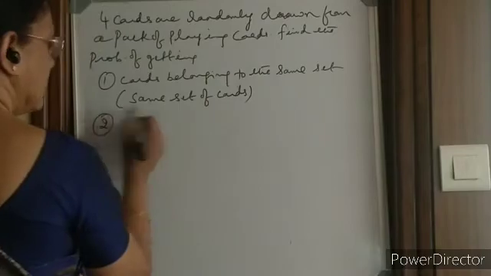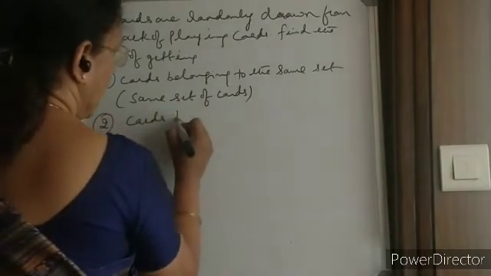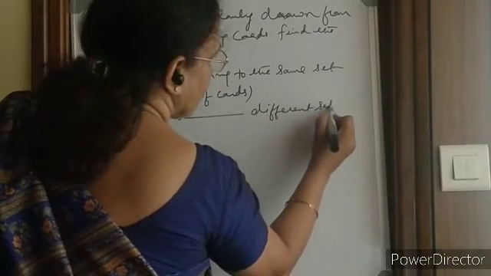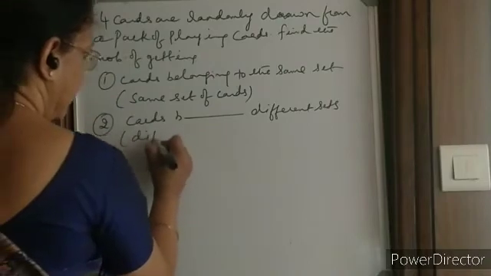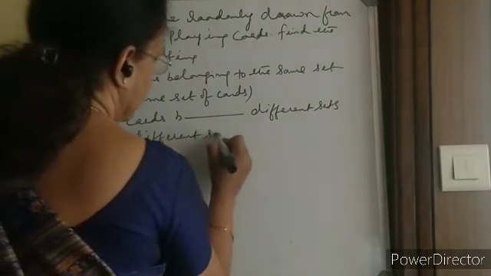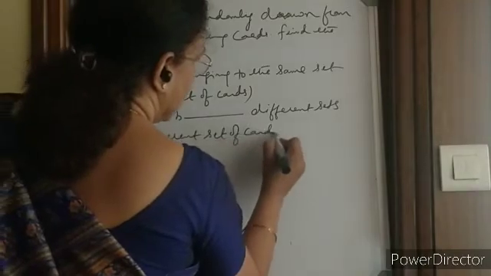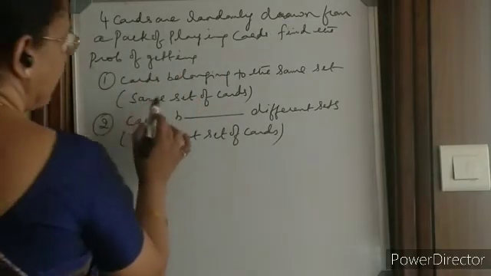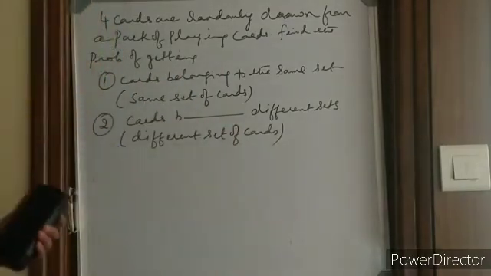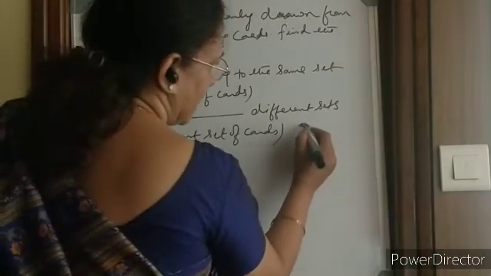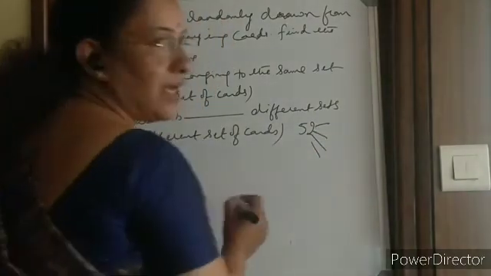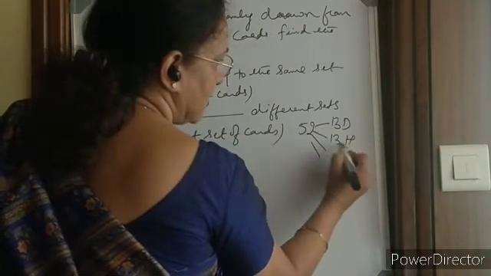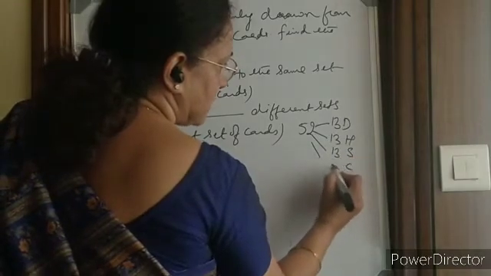Second one, cards belonging to different sets, otherwise different set of cards. So, I will read it out. 4 cards are randomly drawn from a pack of playing cards. Find the probability of getting same set of cards, different set of cards. Now, all of you are aware of the fact it has 52 cards. Out of 52, you have 4 different sets. So, diamond 13, heart cards 13, spade cards 13, club cards 13.